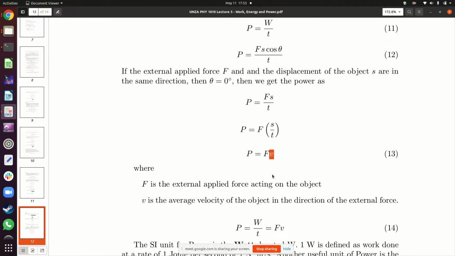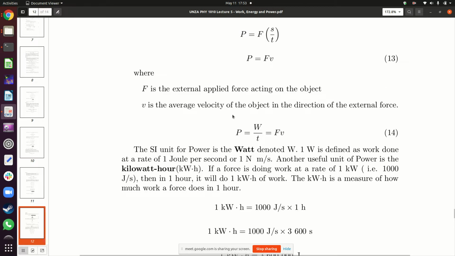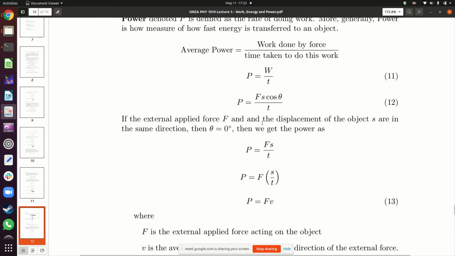You can obtain your average velocity, which is V in this case, by adding the final velocity and the initial velocity and dividing them by 2. So you get your average velocity like that, and you can get your power like this: P equals the applied force multiplied by the average velocity. And yeah, so there are two ways of getting power.